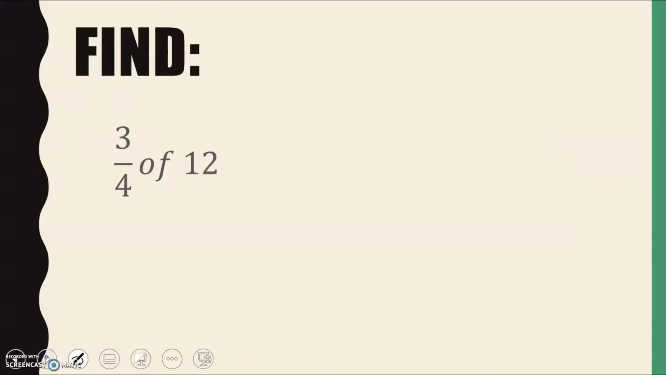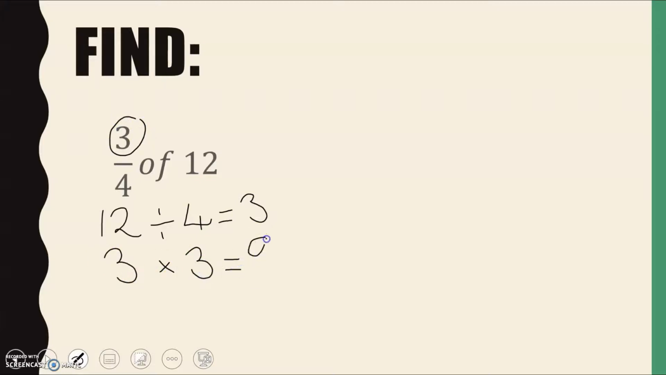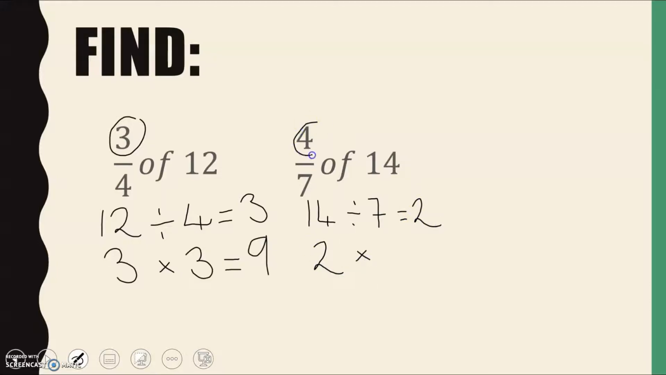So, finding 3/4 of 12 then, well I need to find 1/4 first of all. So 12 divided by 4 is going to give me 3, and then I take that number 3 and times it by whatever is at the top, and that gives me an answer of 9. For 4/7 of 14 then, I'm going to take my 14 and we're going to divide by 7 to give me 2, and then I take my 2 and multiply it by whatever is at the top of my fraction here, and that's going to be 2 times 4 to give me 8.